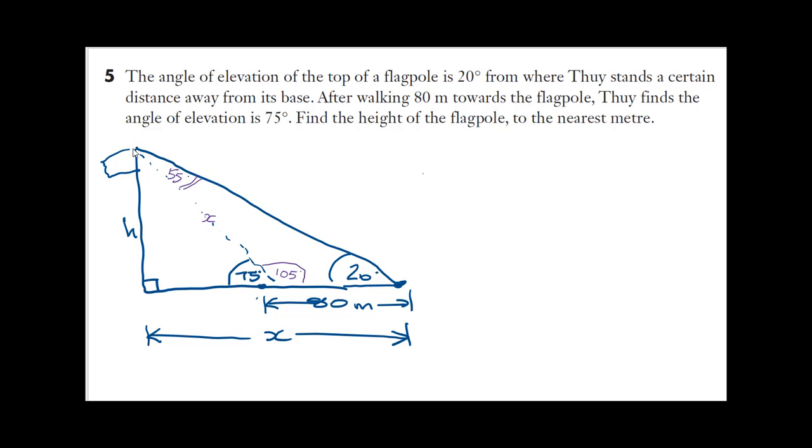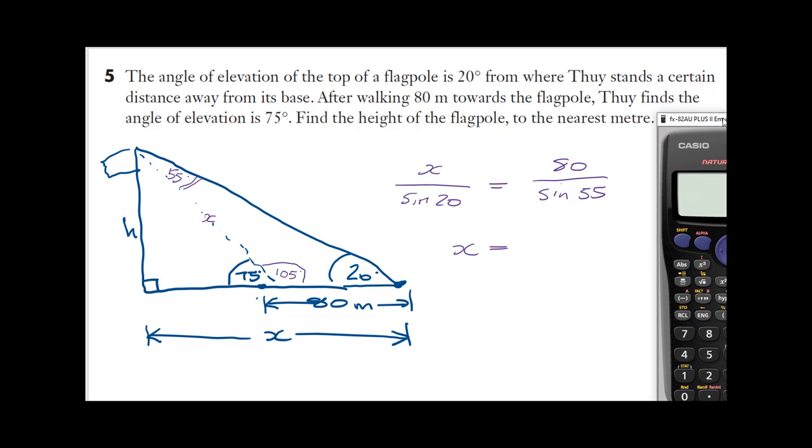So we've got a side and its opposite angle and a side and its opposite angle, two sides, two angles. That is the sine rule. So we want to find out what x is. x over sine 20 is going to be equal to 80 over sine 55. And just to save us a bit of time, we'll go straight away and calculate that.